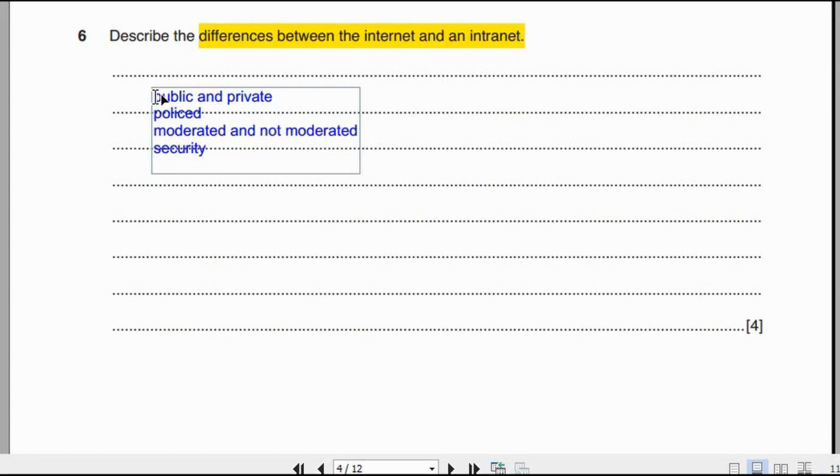The other difference is that on the internet you have a huge amount of data, but on an intranet you have a limited amount of data. So huge data and relevant data. These are some of the differences. Any of four you will write, you will get the marks.